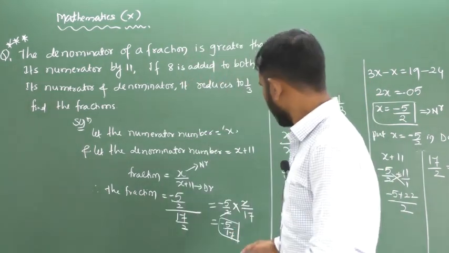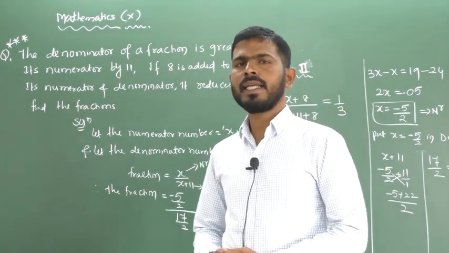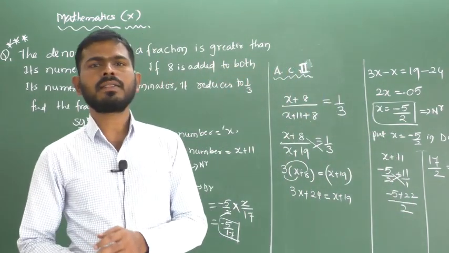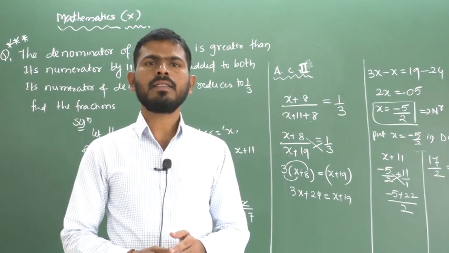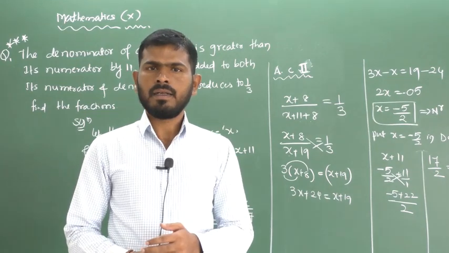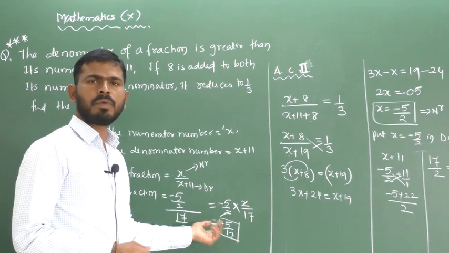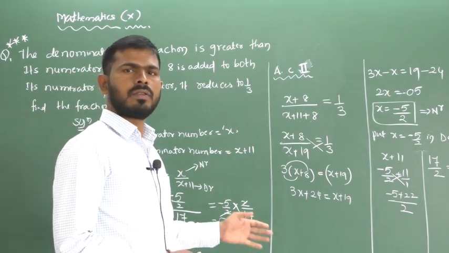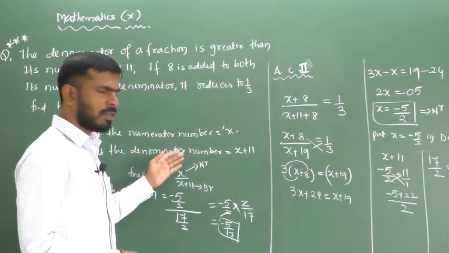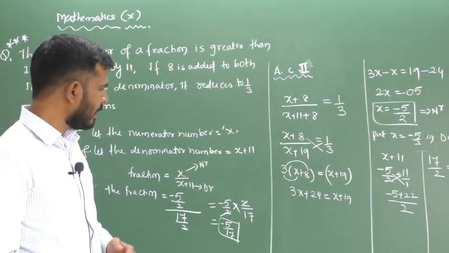Don't bother about the minus here. The fraction may be in positive form or in negative form, so you only have to take care about that. Whenever it is the age of a person or the height of a person, we never get a negative. The age of a person and distance will always be positive only. Only a fraction may be positive or negative. So don't bother about the sign of a fraction. Minus 5 by 17 is the right answer.